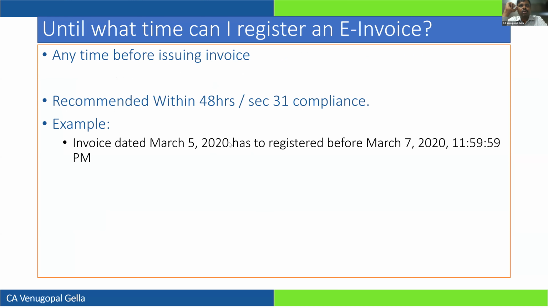Until what time can I do an e-invoice? Currently, there is no provision to state that the e-invoice has to be generated within so and so time. Today, we are on 27th September. I can generate an e-invoice dated 15th September, 1st September, 1st August, or April this year. The portal permits you to do it.